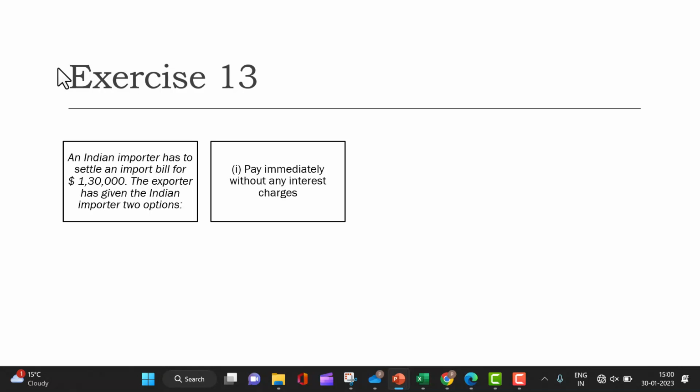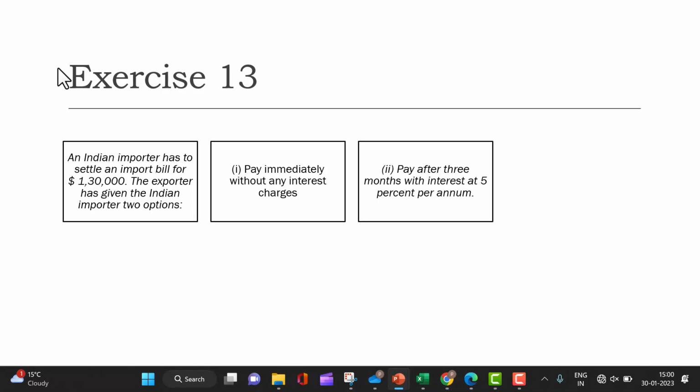Okay, so see this. An Indian importer has to settle an import bill for $130,000. The exporter has given the importer two options. So you are an importer, and you are going to settle an import bill of 130,000. The exporter, who is the customer, has given you two options: pay immediately without any interest charges, no interest will be paid. Or pay after 3 months with interest at 5% per annum.